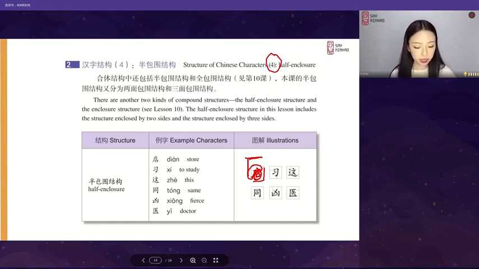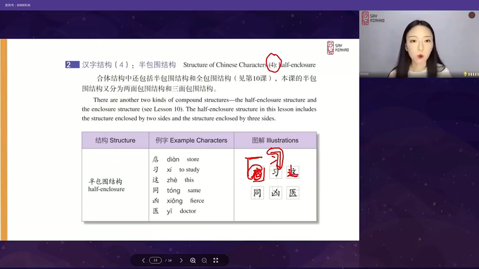Okay, now let's see the next one is xi, which means to study. 学习, okay, let's see the structure of this character. We will write this thing first, and then we will write this dot and the rising stroke inside it. So we can see this part is enclosing the whole word, and it is only enclosing the upper and the right side, half. Next one, 这 means this. And this part is actually enclosing the word, and it is enclosing the left and the bottom.